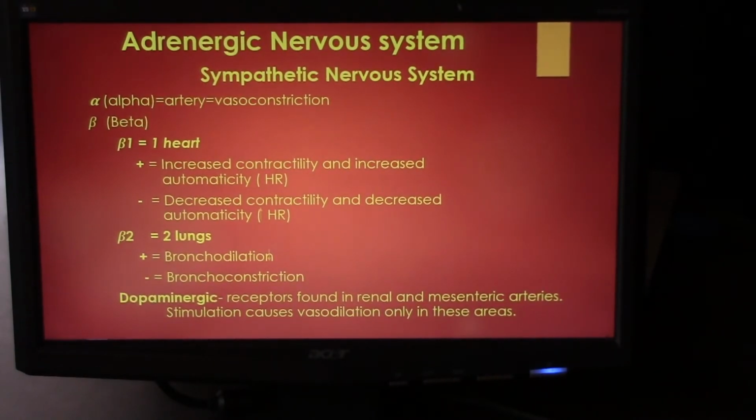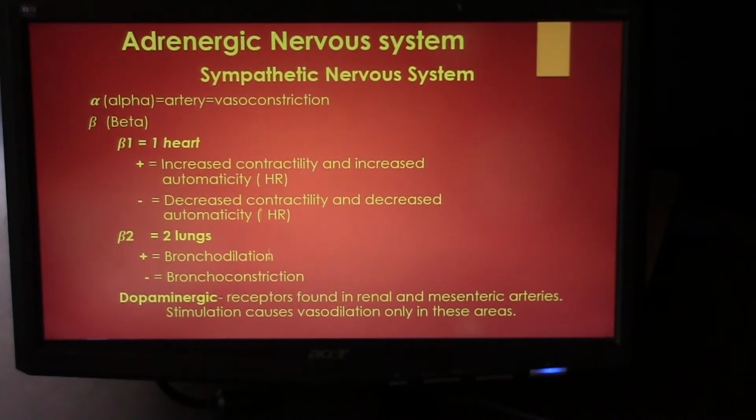Many of the drugs that are given for resuscitation and for patients who are in the critical care setting affect the adrenergic nervous system. So in order to understand how the drugs work, I decided to break down the different receptors of that system so that when you read about these drugs, you know how they work. You don't just memorize what they do.